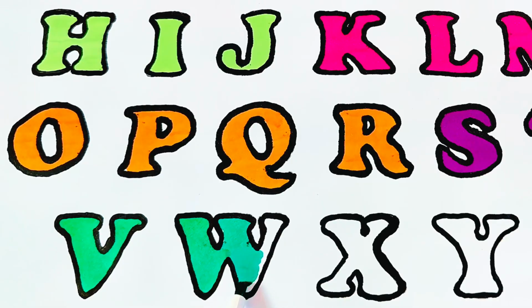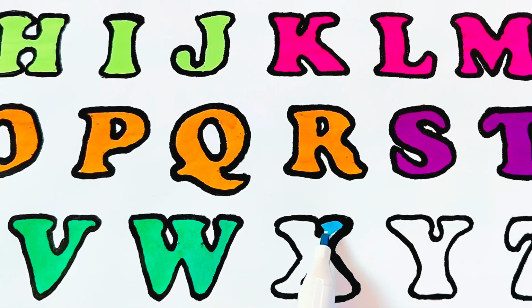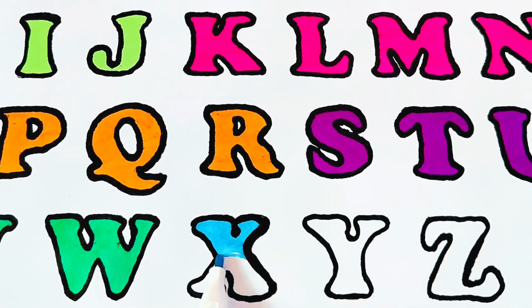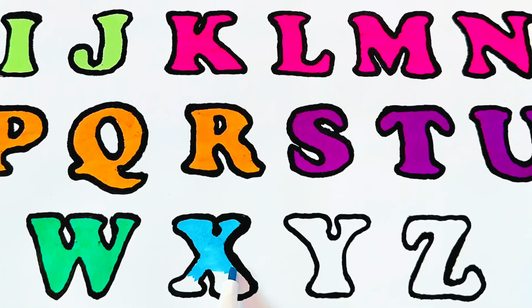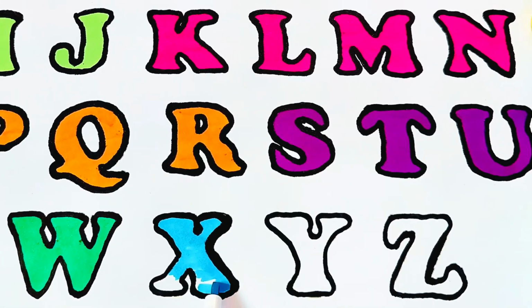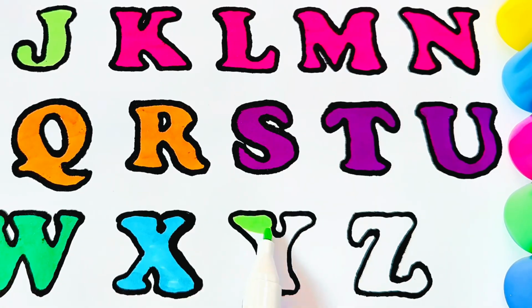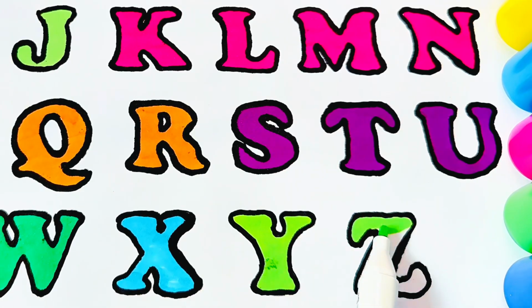Q is for queen. I will color the letter X with sky blue. R is for ring. Ring. S is for snake. Y is for yak. Snake. T is for tennis. Z is for zebra.